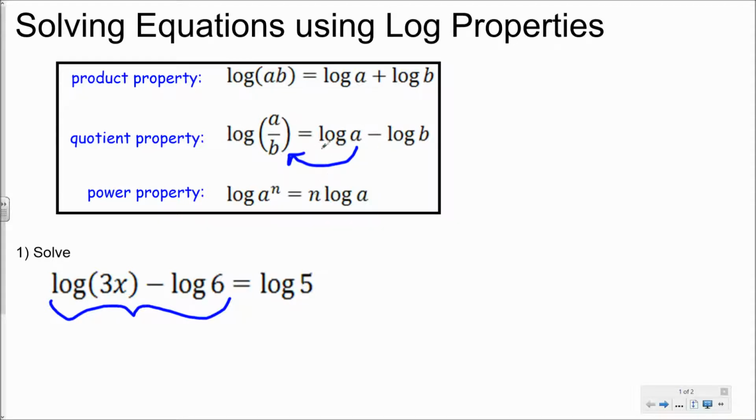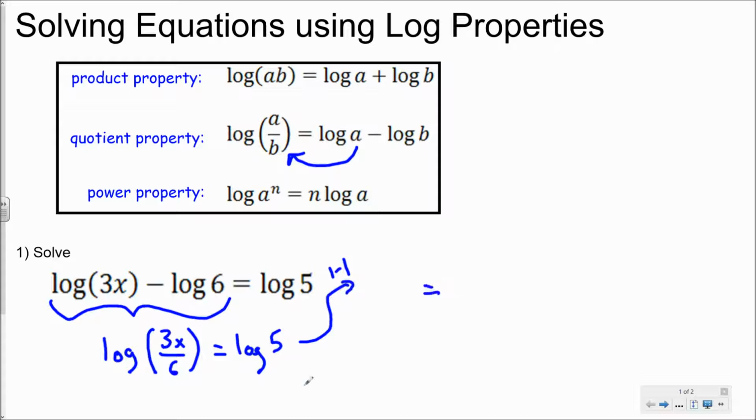So what happens if I use this quotient property is I can turn this subtraction of two logs into the log of a single value, which is my first value, 3x, divided by my second value, 6, is equal to the log of 5. Now, from here, I can apply the one-to-one property because the two logarithms share the same base. Therefore, the internal parts of those logarithms would have to be the same.